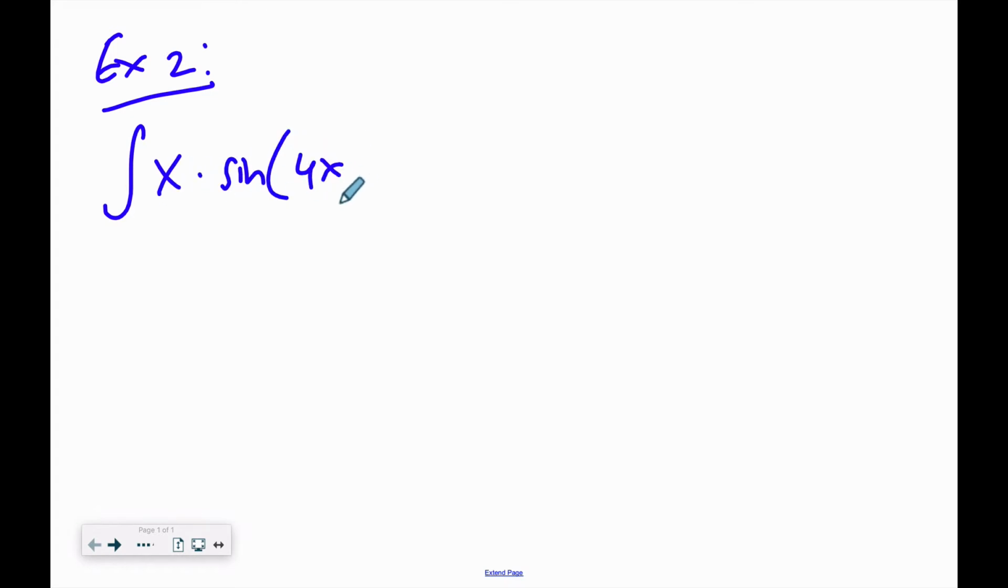I'll give you guys one more example using the LIATE rule. Example 2, LIATE rule. So let's do this, very simple: the integral of x times sine of 4x dx. So what do we have here? x is an algebraic function, and this function here is trigonometric.